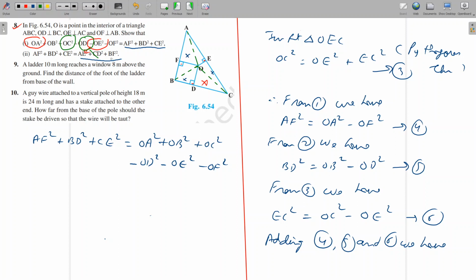Then how can we obtain BF square? BF square is a very simple one. For that we will go in this triangle OBF. So OB square minus OF square will give us BF square. So the second part can be proved, and the second part will be your self trial. So try the second part on your own. This is a self trial question. Self trial means you have to try on your own.